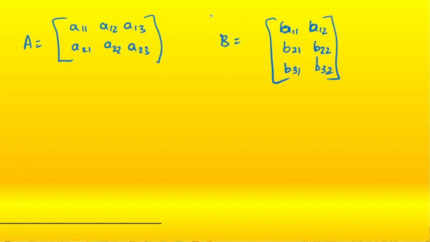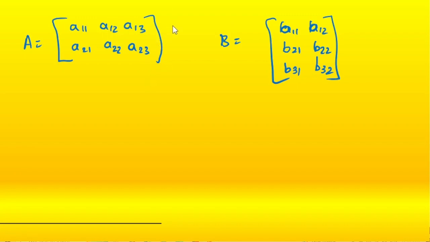For example, A11, A12, A13, A21, A22, A23. This is my A matrix, for example. And my B matrix is going to be B11, B12, B21, B22, B31, B32. Okay. Now, these are my two matrices given.